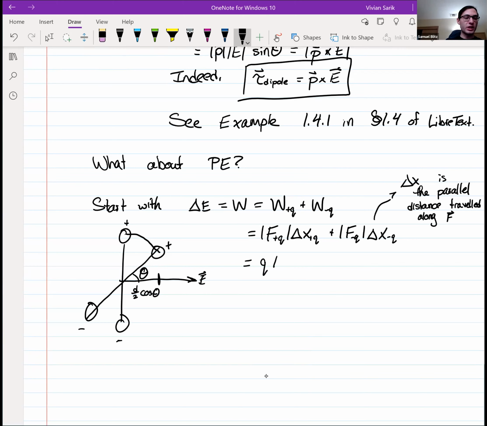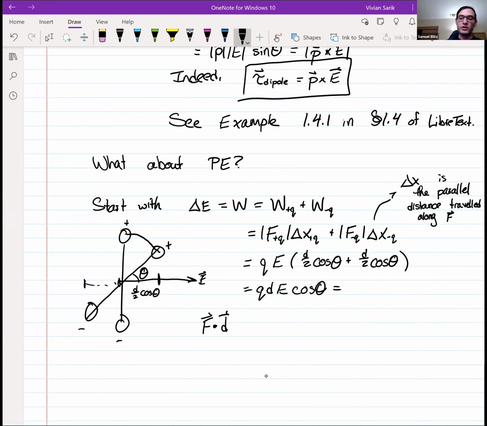So this is just Q times E times d over 2 cosine theta plus d over 2 cosine theta. They both travel the same distance. They both travel in the direction of the force. So they both get that contribution of d over 2 cosine theta for the distance, and the force is just Q times E. So this is just Q times d times E times cosine of theta. And if you're good with your vector calculus, delta y wouldn't contribute because that's not in the direction of the force, right? Because remember that the work is really F dot d.